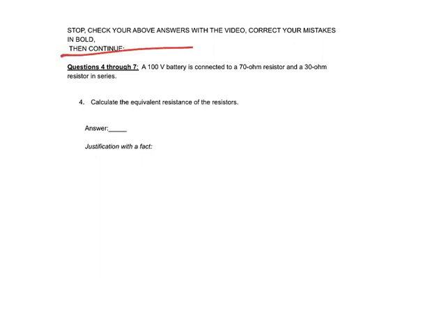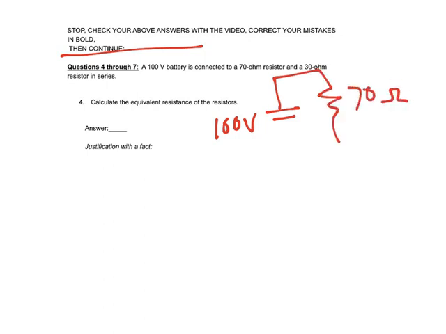Alright, so hopefully you are back and you did take that break. So for number 4, we're saying a 100 volt battery. So again, if you're ever not sure of what you're reading, really try to draw the picture. And so it says they are connected in series. So that means they're on the same path. And the question is calculate the equivalent resistance.